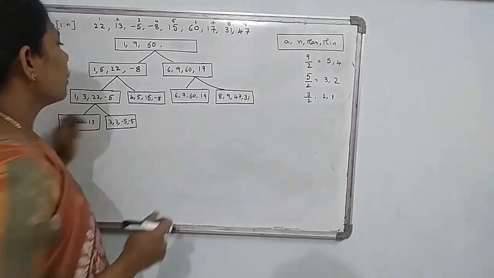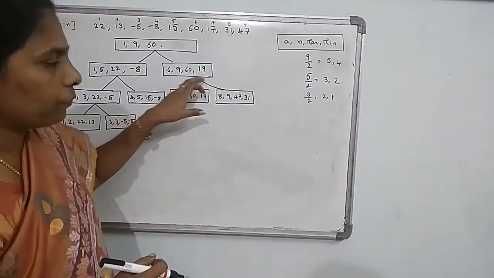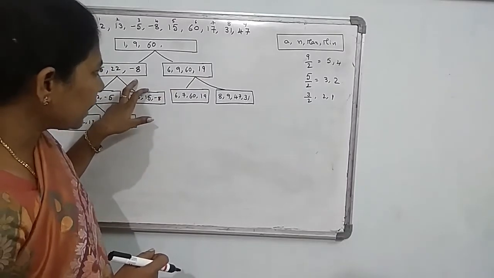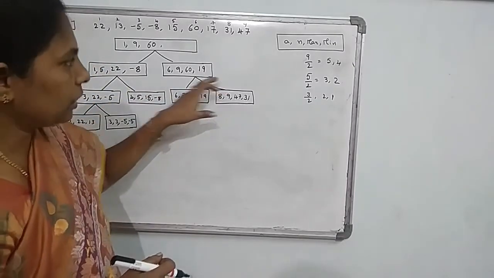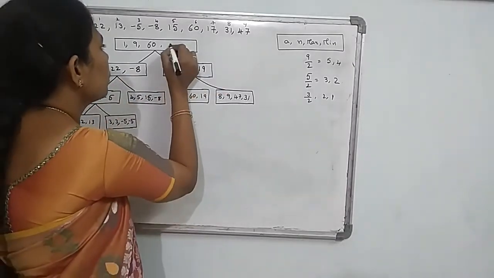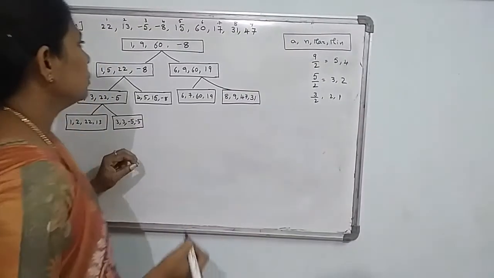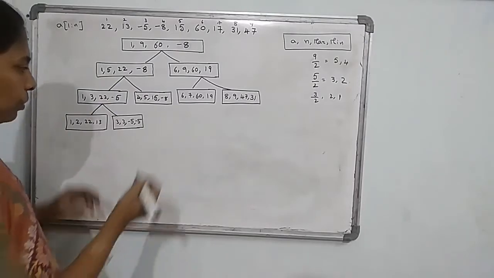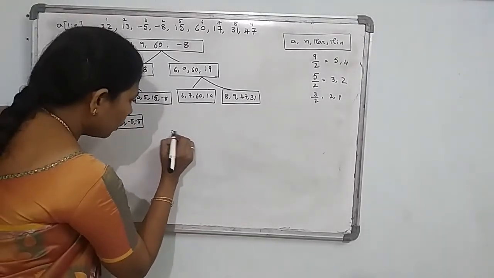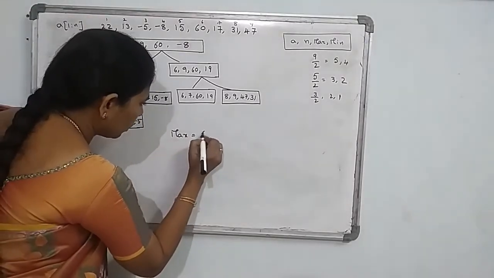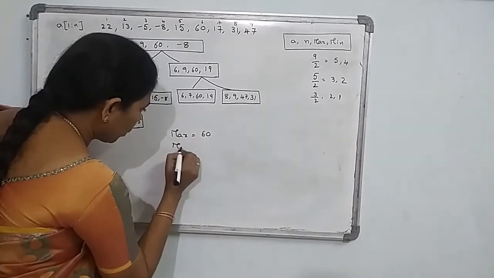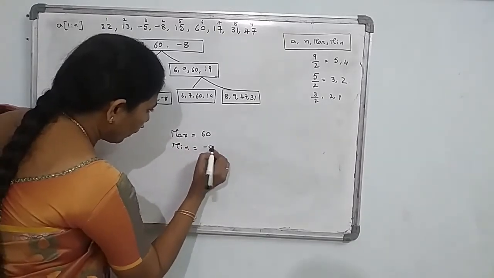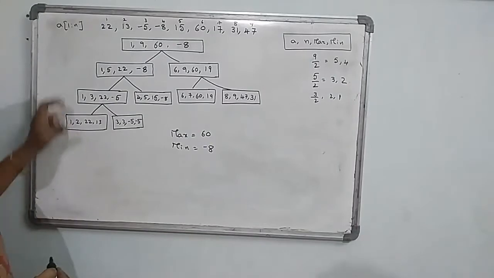Now in that minus 8 and 19. So the minus 8 is less than the 19. So the minimum element is minus 8. So in that we can find out what is the maximum element and what is the minimum element. So within that one, the maximum element is 60 and the minimum element is minus 8. So again, I am explaining this.